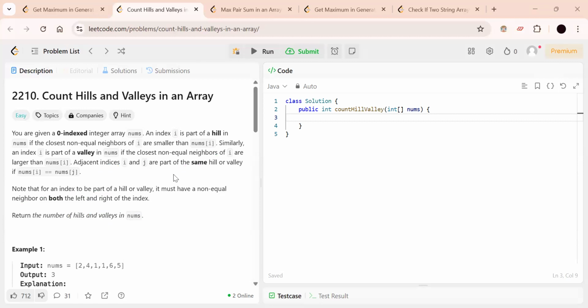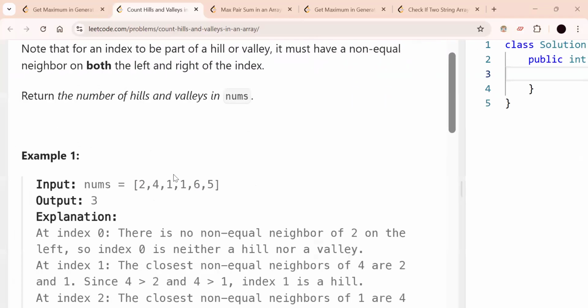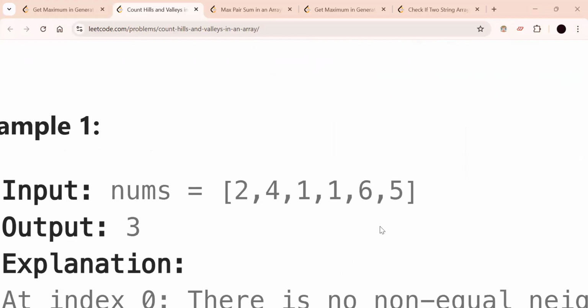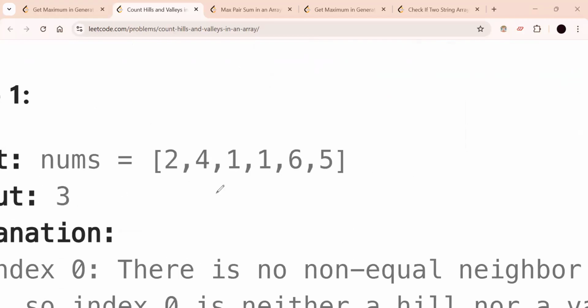We need a simple thing: we need to count the number of hills. A hill is where the adjacent values are smaller, and a valley is where the adjacent values are bigger. So let's see. 2 and 4. For 2, on the right side we have 4, but on the left side nothing is there. So we can't count it here. It's not a hill or valley.